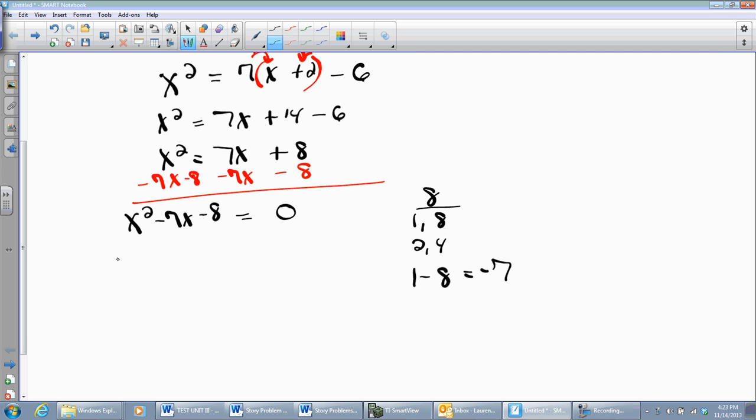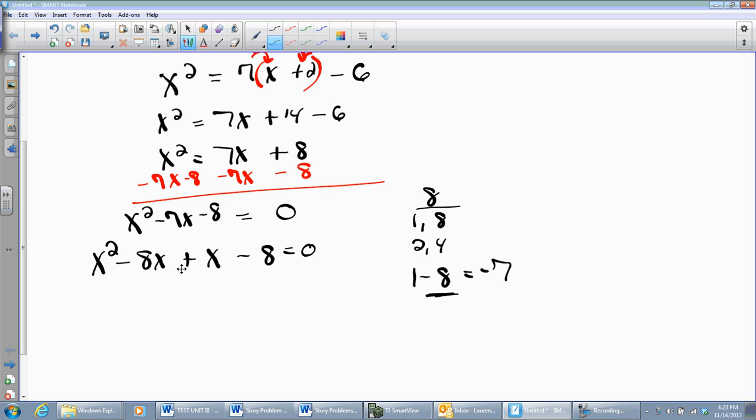This is important. I'm going to rewrite this as x squared. Now, I'm not going to write negative 7. I'm going to write 1x minus 8x. I think I'm going to put the negative 8 first. Notice my 8 is negative here. My 8 has to be negative here. Then I need a positive x minus 8.